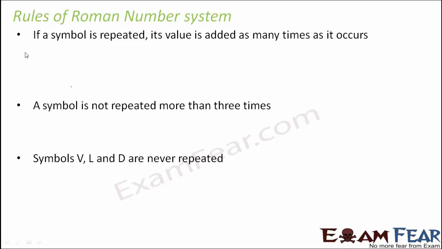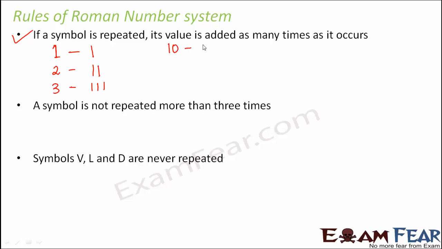Rule number 1. If a symbol is repeated, its value is added as many times as it occurs. For example, how do we write 1? So 1 is written by a capital I like this. Now if we repeat this symbol twice, this actually means 1 plus 1. So this is how we write 2. If we repeat this symbol 3 times, then this becomes 3 because it is 1 plus 1 plus 1.